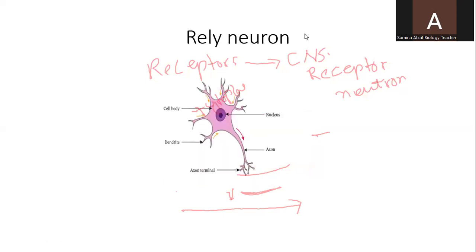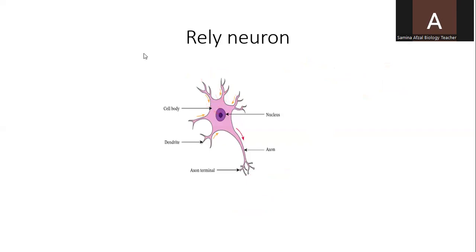Now the other type of neuron, which is part of the central nervous system, is present in the central nervous system. It is called the relay neuron, which connects the sensory neuron with the motor neuron. So it is a connection or a relay which connects both neurons, sensory neurons and motor neurons.